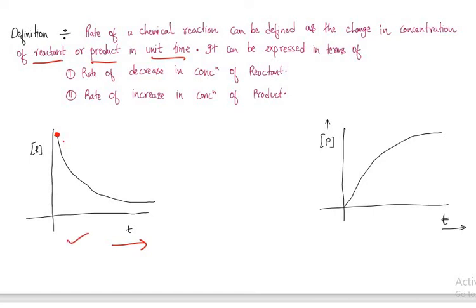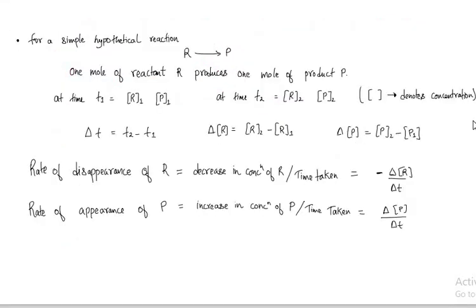This graph is going downward, where R is the concentration of reactant and P is the concentration of product. At time t equal to 0, the concentration of reactant is very high, and then it starts decreasing with increase in time. But in case of product, at time t equal to 0, the concentration of product is 0. As time passes, the concentration of product becomes higher and higher. So this graph is increasing. So we can calculate rate either by checking the decrease in concentration of reactant or the increase in concentration of product in unit time. So let us consider a hypothetical reaction, where R is reactant and P is product.